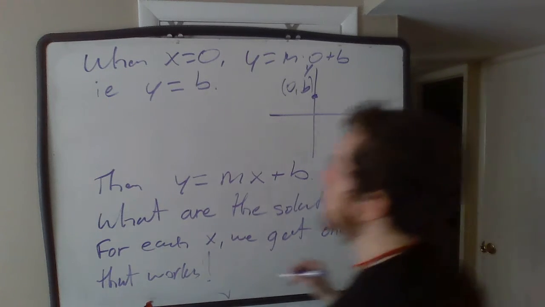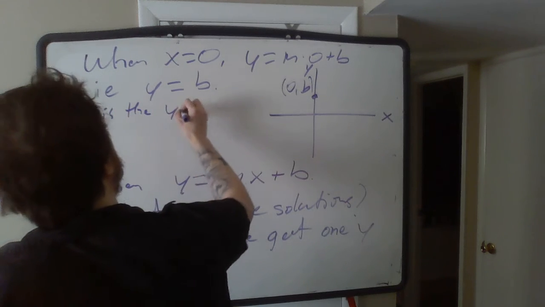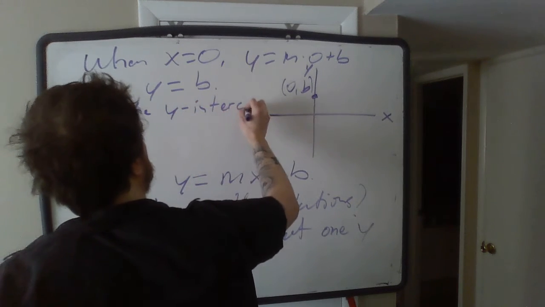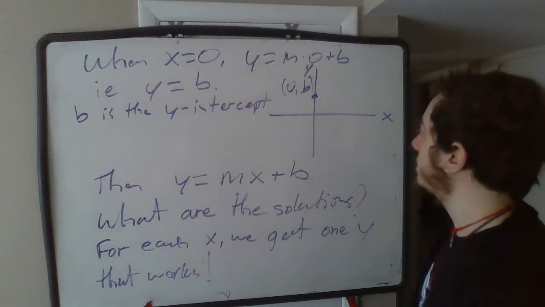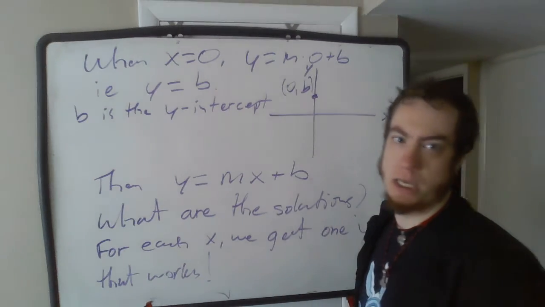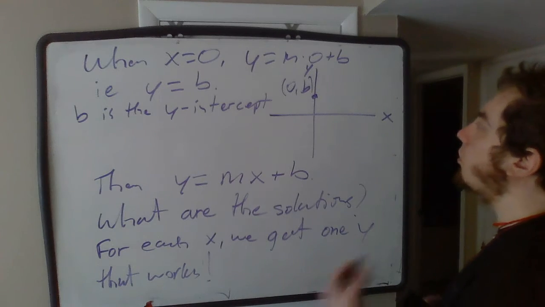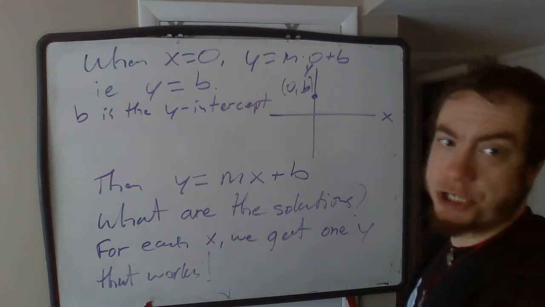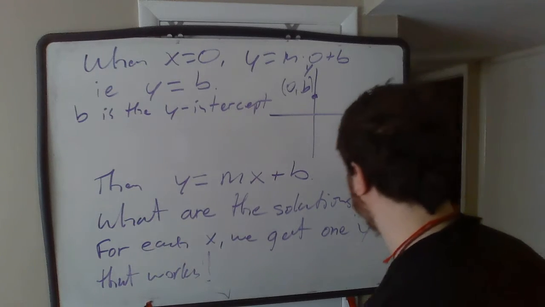For this reason, we call b the y-intercept of the graph. The y-intercept just means where we cross the y-axis. So that gives me one important piece of information that we can use when we want to make these graphs.